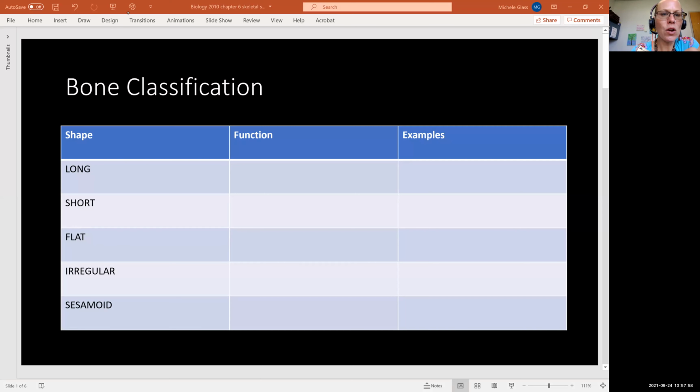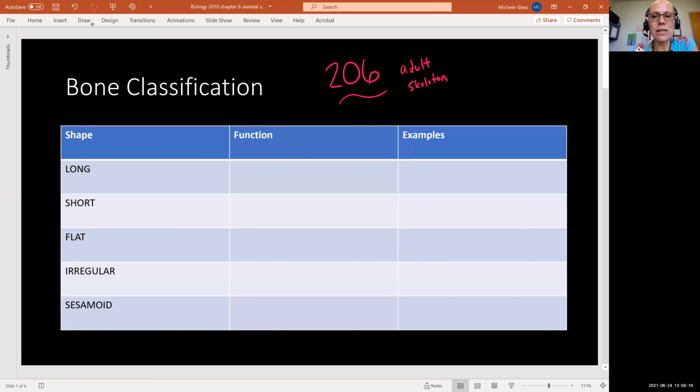We are talking here about the 206 bones that exist in the adult skeleton and how they can be classified based on their shape and their job into one of 5 categories.